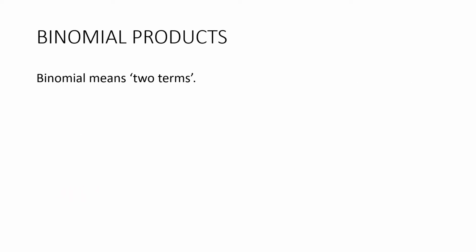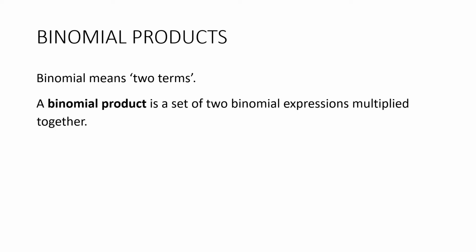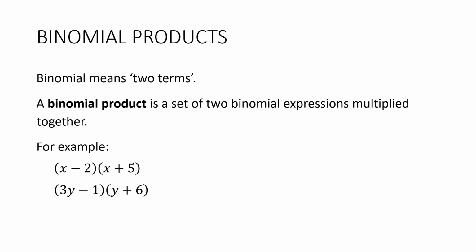Now binomial means 2 terms, and if we have a binomial product, it's just a set of 2 binomial expressions multiplied together, like this, x minus 2 in brackets, x plus 5 in brackets, or 3y minus 1 in brackets, y plus 6 in brackets. But the pronumerals don't actually have to be the same. So this is also a binomial product.